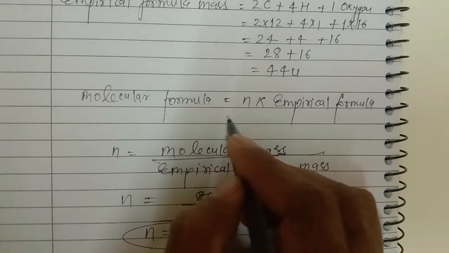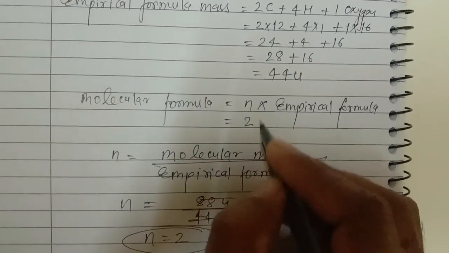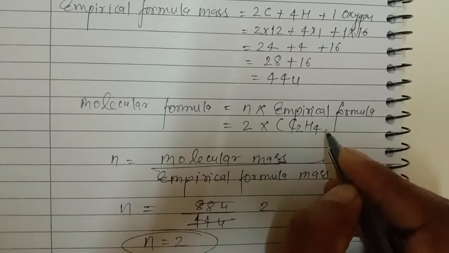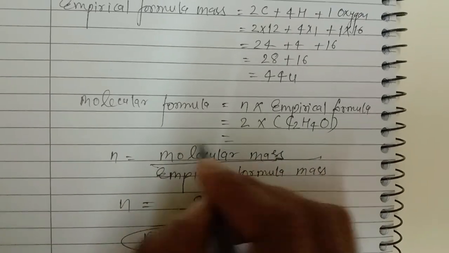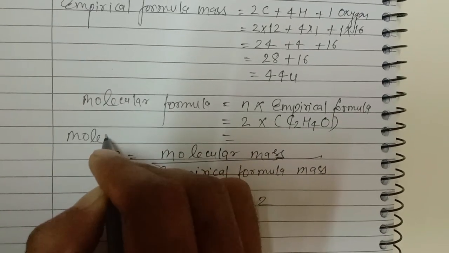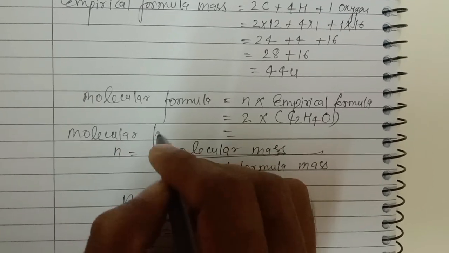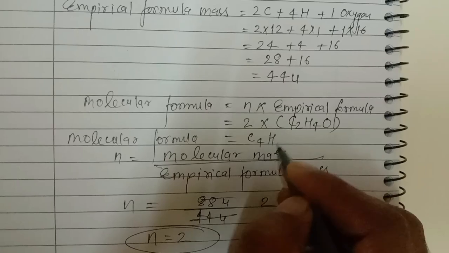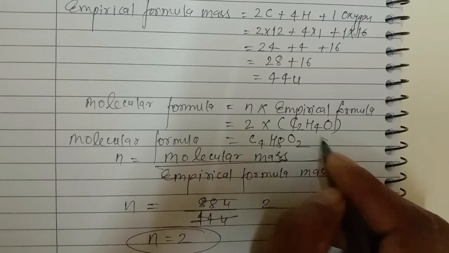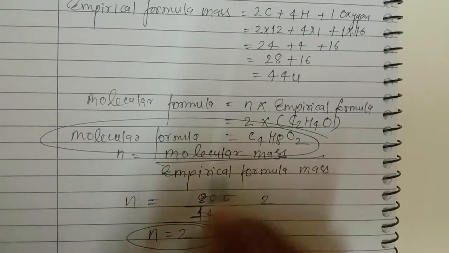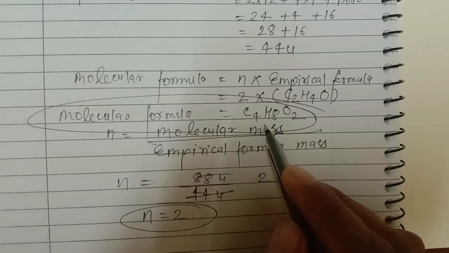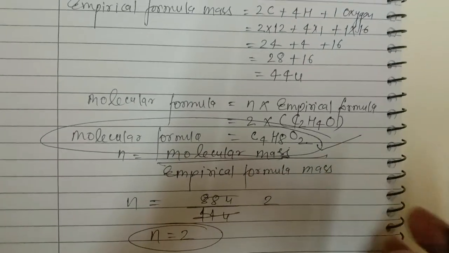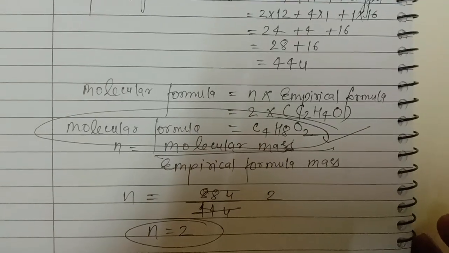We put the value N equals 2 here, and the empirical formula we got is C2H4O. So the molecular formula equals C4H8O2. This is the answer. C4H8O2 is the molecular formula. Hope you got the concept. Thank you. Have a good day.